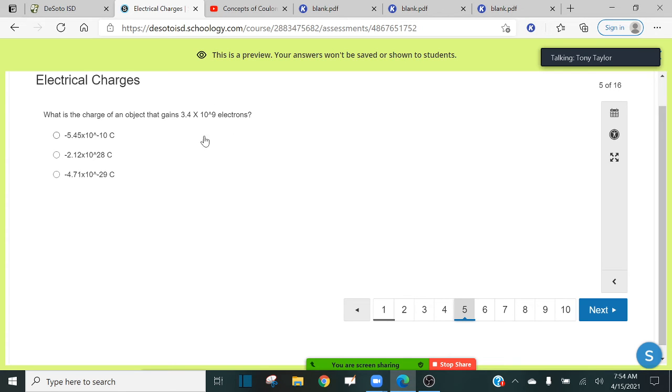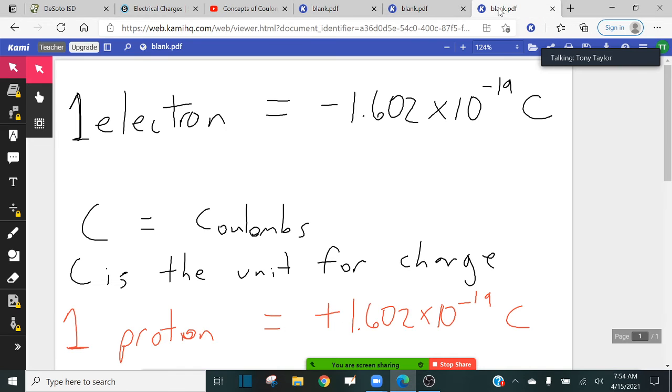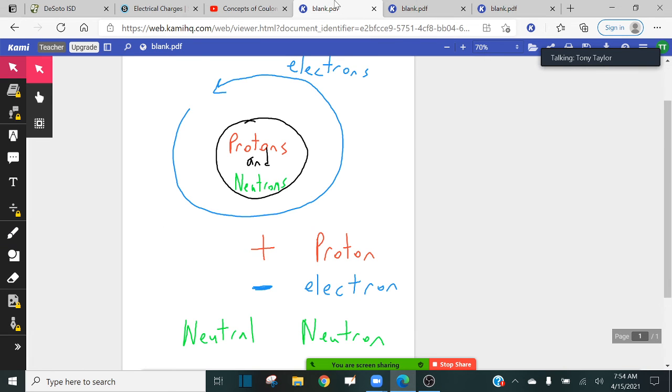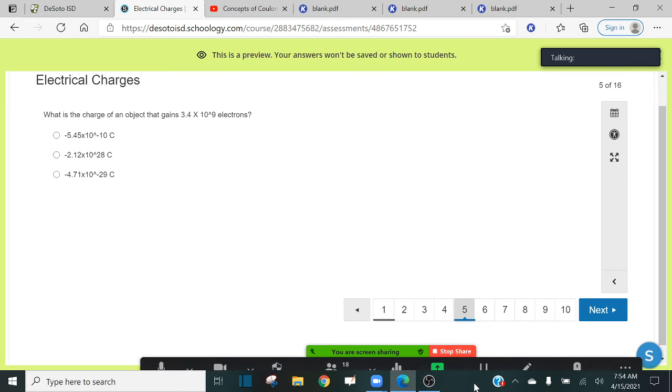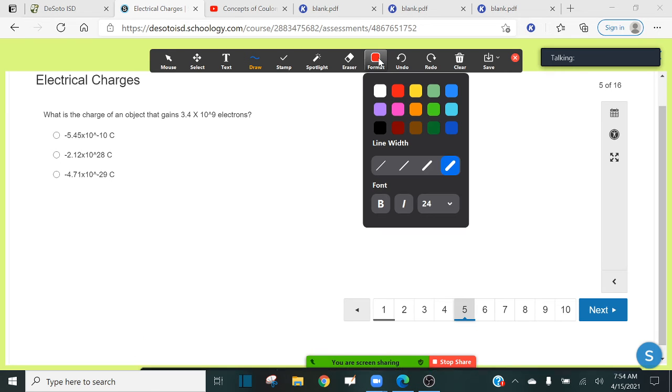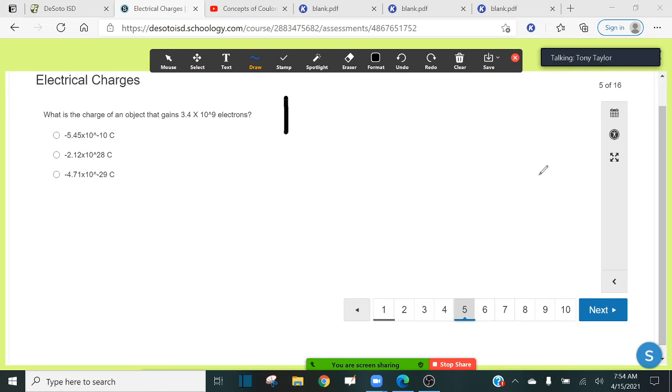Well, guys, in order to do this question, look at this thing right here that I just wrote down. Remember what I said? One electron has a charge of negative 1.602 times 10 to the negative 19. Okay, so that's the charge on one electron. So let me write that down.